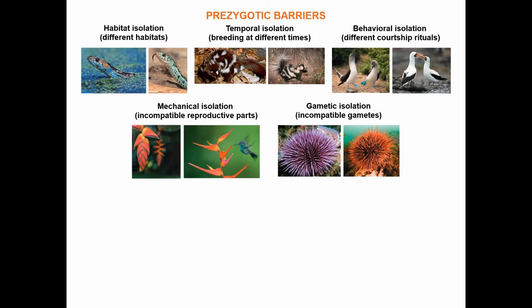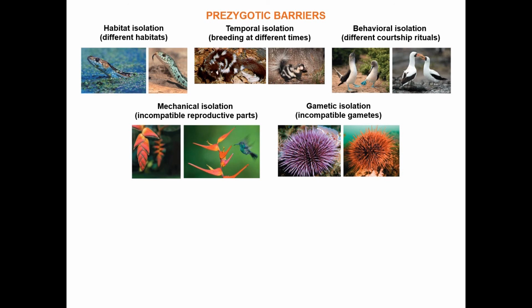These are all of the major ways that prezygotic barriers can work. You can either not live in the same place, in habitat isolation. You cannot be ready at the same time, that's temporal isolation. You could have different courtship rituals, behavioral isolation. Things could just not mechanically work, mechanical isolation. Or your eggs and sperm may be unable to fuse with those of another species, and that's gametic isolation.